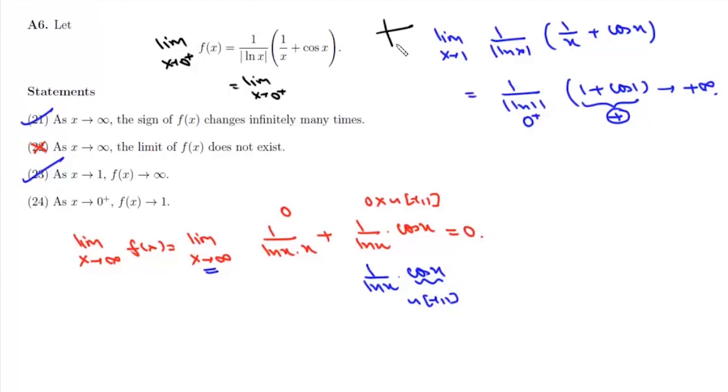Now when x is 0 positive, log x is negative, so it will be minus 1 upon log x, 1 upon x plus cos x. Now log 0 is minus infinity, so this value will approach infinity. So this statement 24 is also incorrect. So the correct statements are 21 and 23.